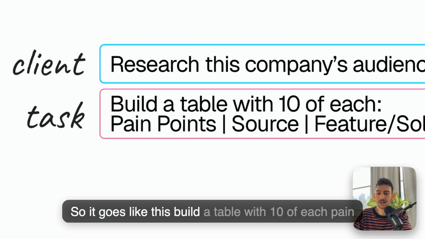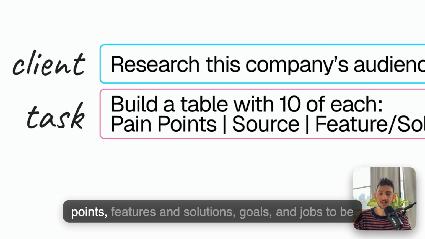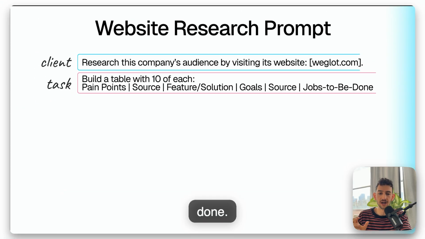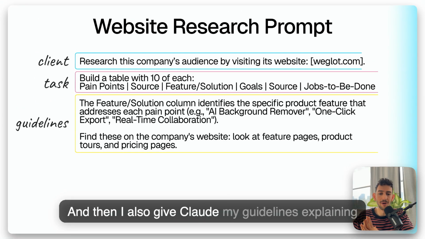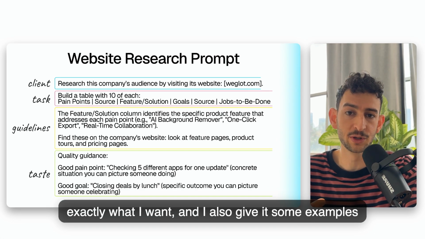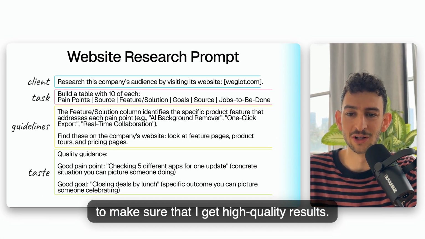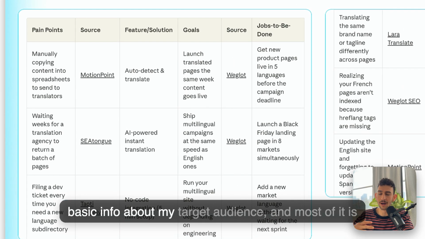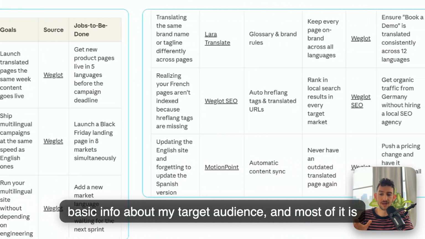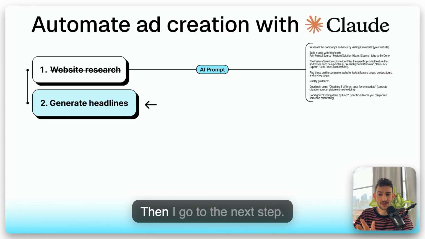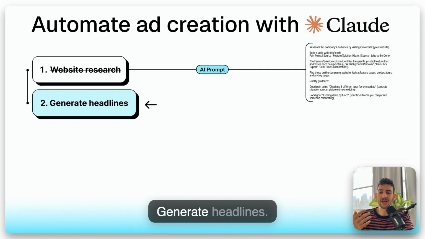So it goes like this: build a table with 10 of each: pain points, features and solutions, goals, and jobs to be done. And then I also give Claude my guidelines explaining exactly what I want, and I also give it some examples to make sure that I get high quality results. And then Claude gives me this nice table with some basic info about my target audience, and most of it is based on Wiglot's website, so I know it's pretty reliable. Then I go to the next step: generate headlines.